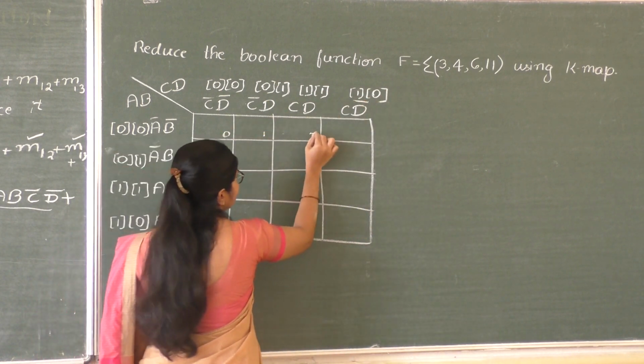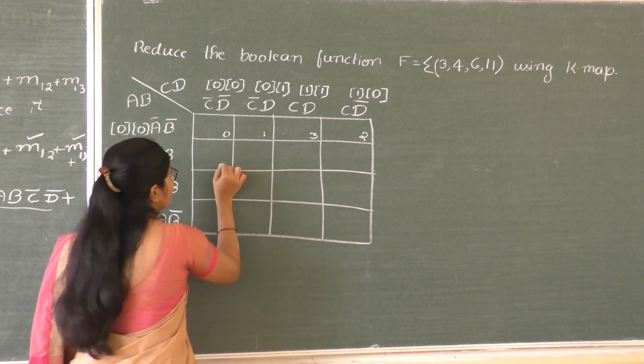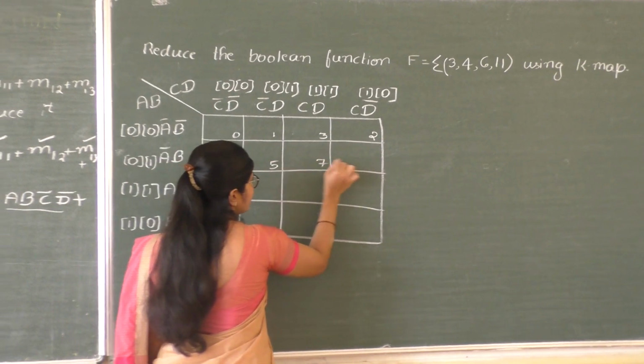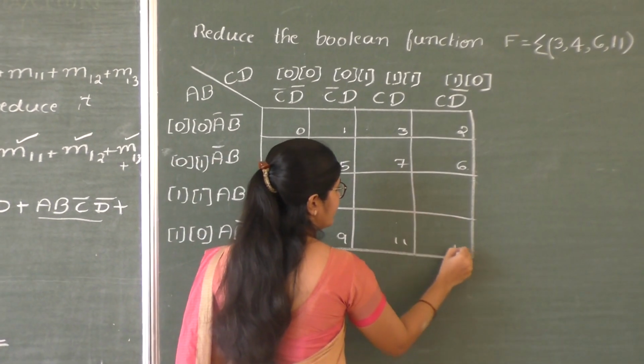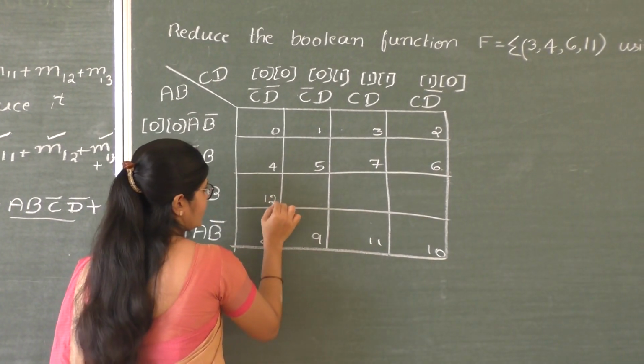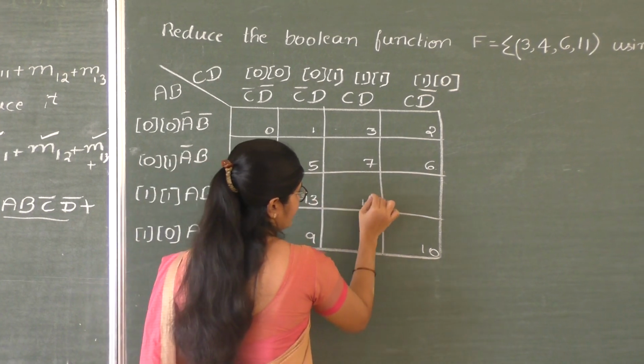0, 1, 3, 2, 4, 5, 7, 6. The last row 8, 9, 11, 10. In the third row 12, 13, 15, 14.